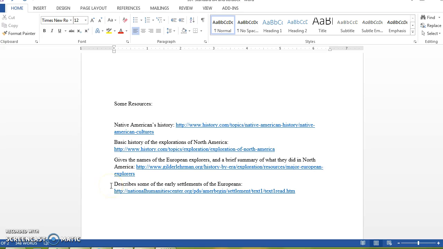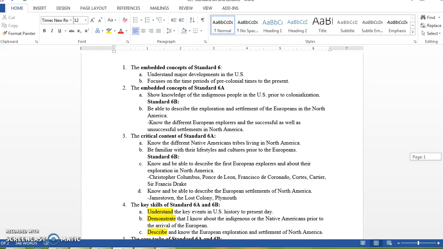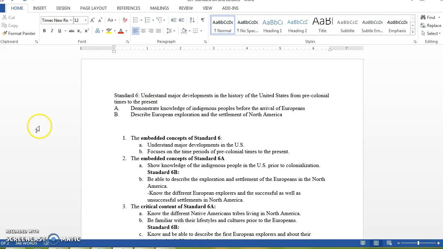And the last resource that I found describes some of the early settlements of the Europeans, which would be like Plymouth, Jamestown, the Lost Colony, etc. So this is how I unpacked Standards 6A and 6B.